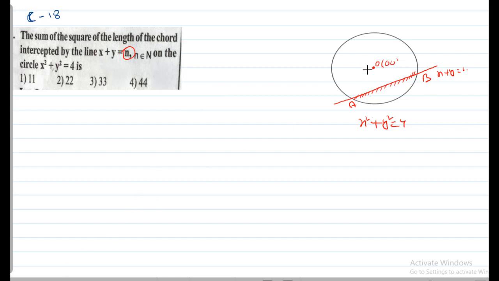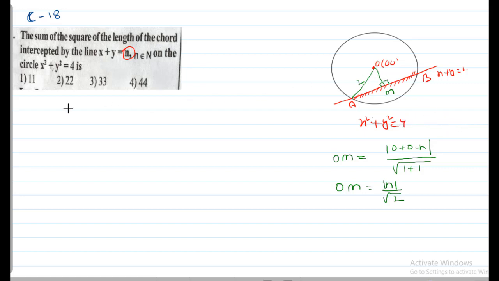Okay, do one thing, Nana. From center draw perpendicular on the chord. From basic theorem, it bisects the chord, so M is a midpoint. Join OA. This is the radius of the circle, here 2 is given. First of all I want to find OM. OM is the perpendicular distance from origin to the line, that is modulus of 0 plus 0 minus n by root over 1 square plus 1 square, that is 2. So OM equal to mod n by root 2. No need to mention mod n because n is a natural number, just n by root 2.